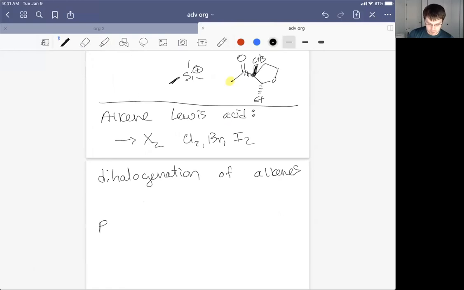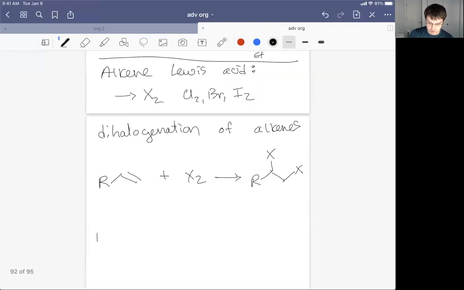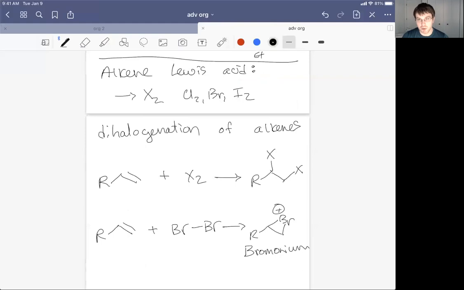Well, we could have our alkene react with X2 to give R, and then we could have X. And if we choose one in particular, like bromine, we could go ahead and look at a mechanism of it. So one way to think about this mechanism is to first understand that what mechanisms do is they allow us to understand what intermediates are involved. So we use this halonium ion, and because it's bromine, we have a bromonium ion.